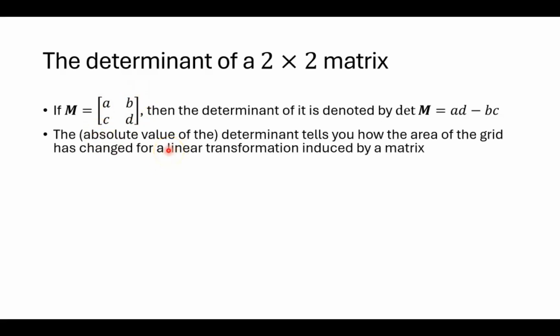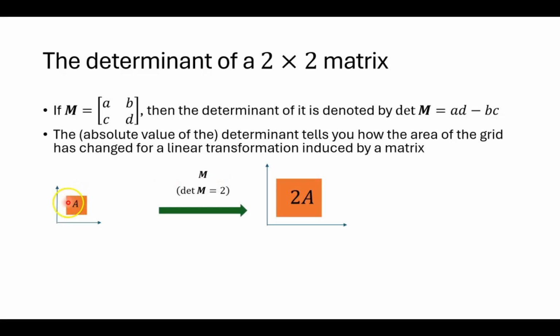And what does the determinant do? It actually tells you how the area of the grid has changed for a linear transformation induced by a matrix. You may not understand a linear transformation now, but you will get to know more of it in the later sections of this chapter. But basically, the idea is if you have a square of area A in the original grid, and then you transform it by a matrix, and its determinant is 2, then it means the resultant square will actually be 2 times as big as the original. But you don't need to know this point very much.